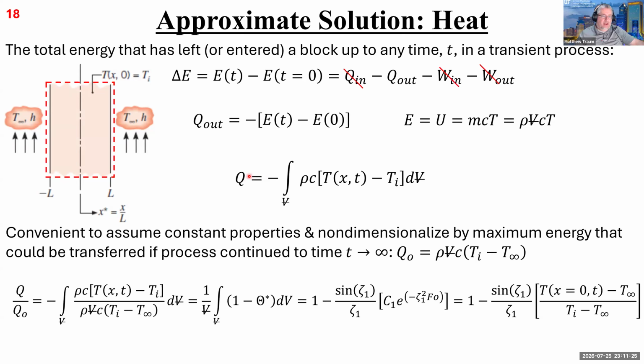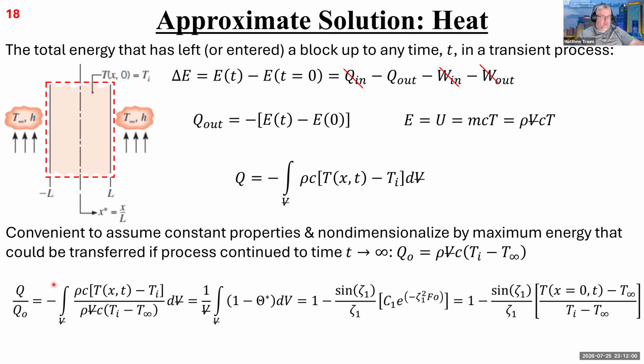We want to non-dimensionalize Q because why not? We've non-dimensionalized everything else. So it's convenient to assume constant properties, right? Which allows us to actually do this integration without a lot of drama. And we want to non-dimensionalize by the maximum energy that could be transferred to the plane wall if the process continued out to infinity, right? And we know what that is because that's the amount of heat that gets absorbed once this thing has sat in this fluid for an infinite amount of time and it's reached T infinity, right? So that's what that is.